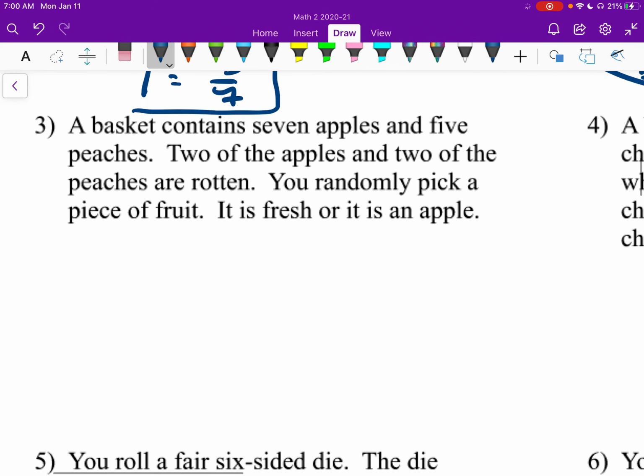Number 3, a basket contains 7 apples and 5 peaches. So 7 apples, 5 peaches. 2 of the apples and 2 of the peaches are rotten. So 2 rotten apples, 2 rotten peaches. And just like in the last one, these are kind of like subcategories. You randomly pick a piece of fruit. It is fresh or it is an apple.